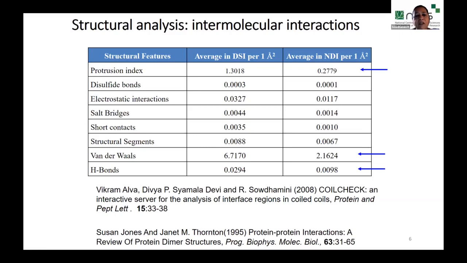Likewise, the van der Waals interactions are much more at the domain swapped interface in comparison to the regular non-domain swapped interface. And the hydrogen bonds also, there is a mild preference. So already this was suggesting to us that indeed the domain swapped interface has some structural properties that could hopefully help us on a predictive scale, because in machine learning algorithms, these all could go in as our properties.